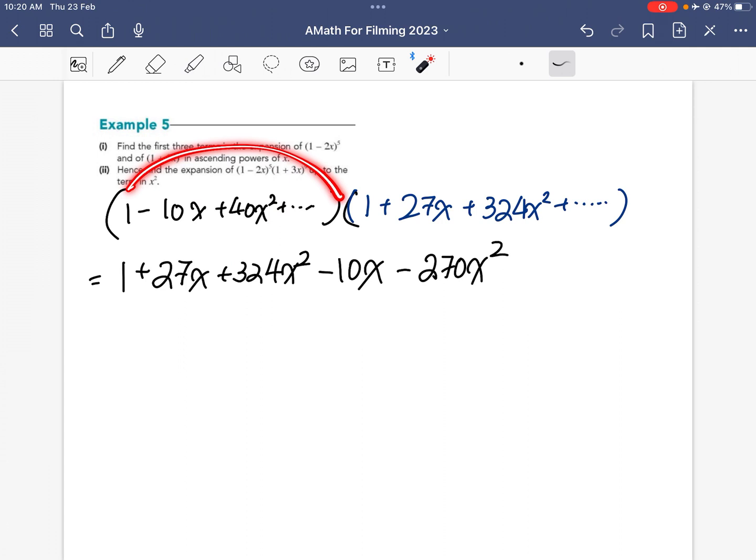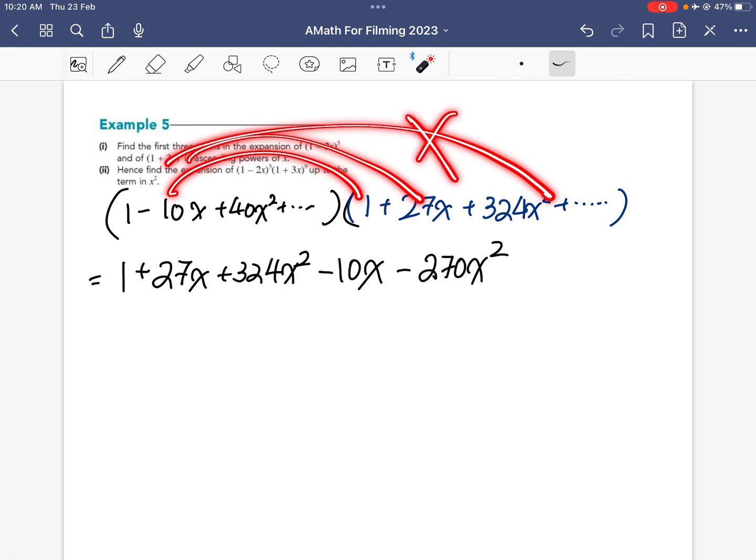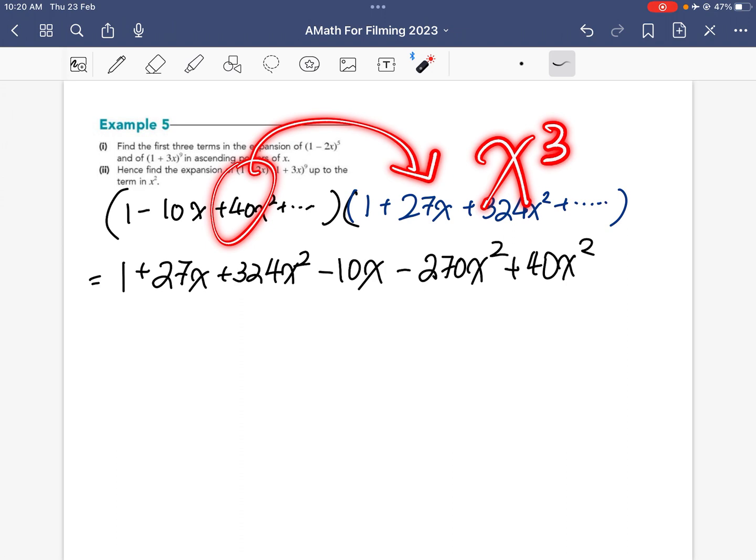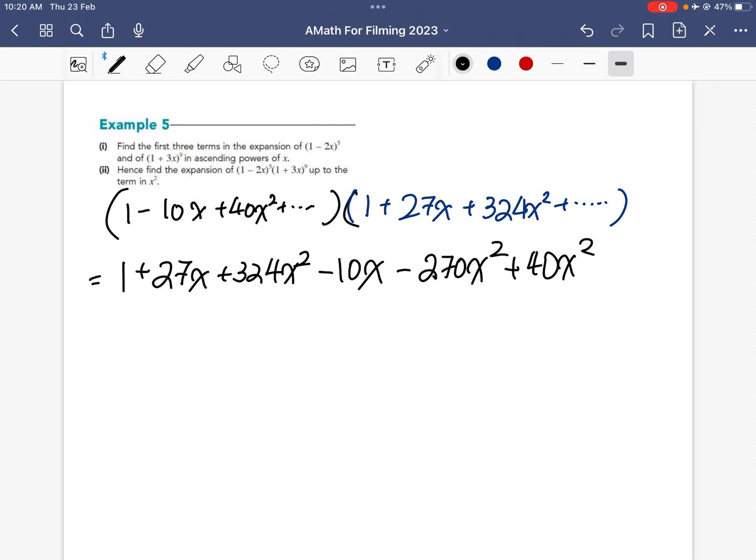Then we go to the next term, 40x squared. Just now I did the 1, I did the 10x, but I stopped for that one because it generated a term in x cubed. Now if I look at the x squared term itself, this times 1 is good, it's a term in x squared. 40x squared times 27x gives a term in x cubed, which I don't want. So 40x squared times 1 gives me plus 40x squared. Do I need the x cubed term? Once again, I don't need that because they only want up to the term in x squared. So I will just stop right here.